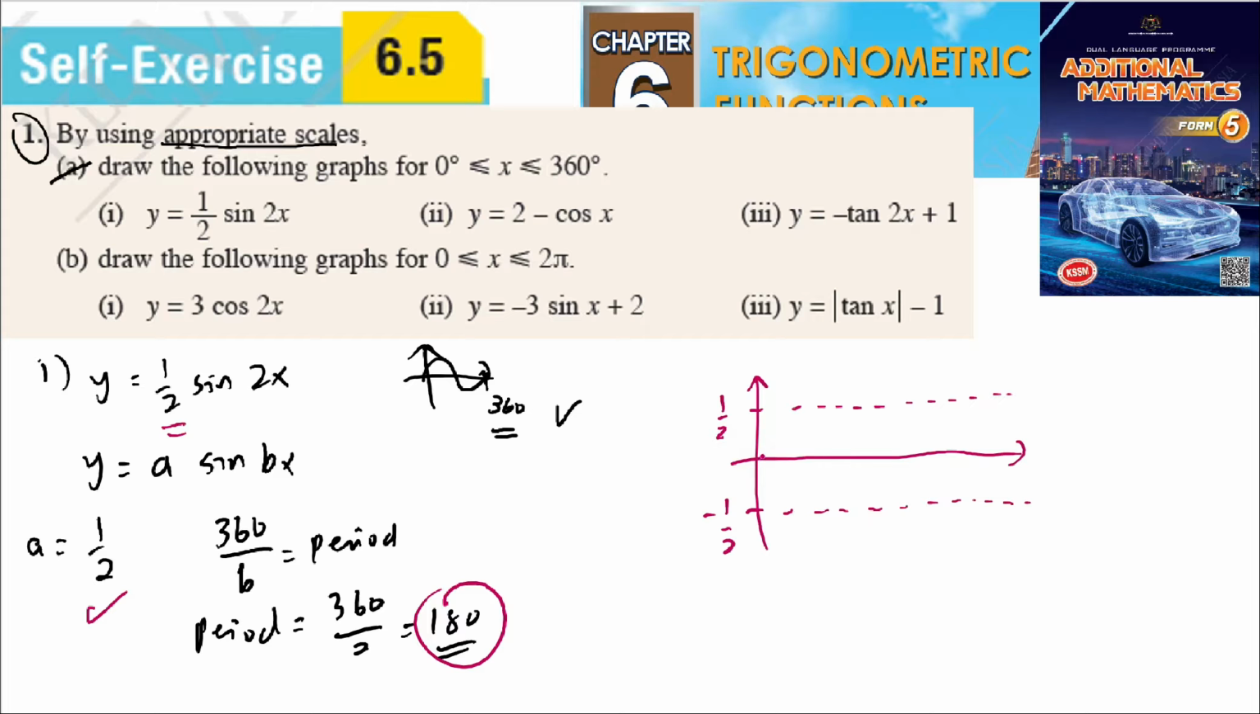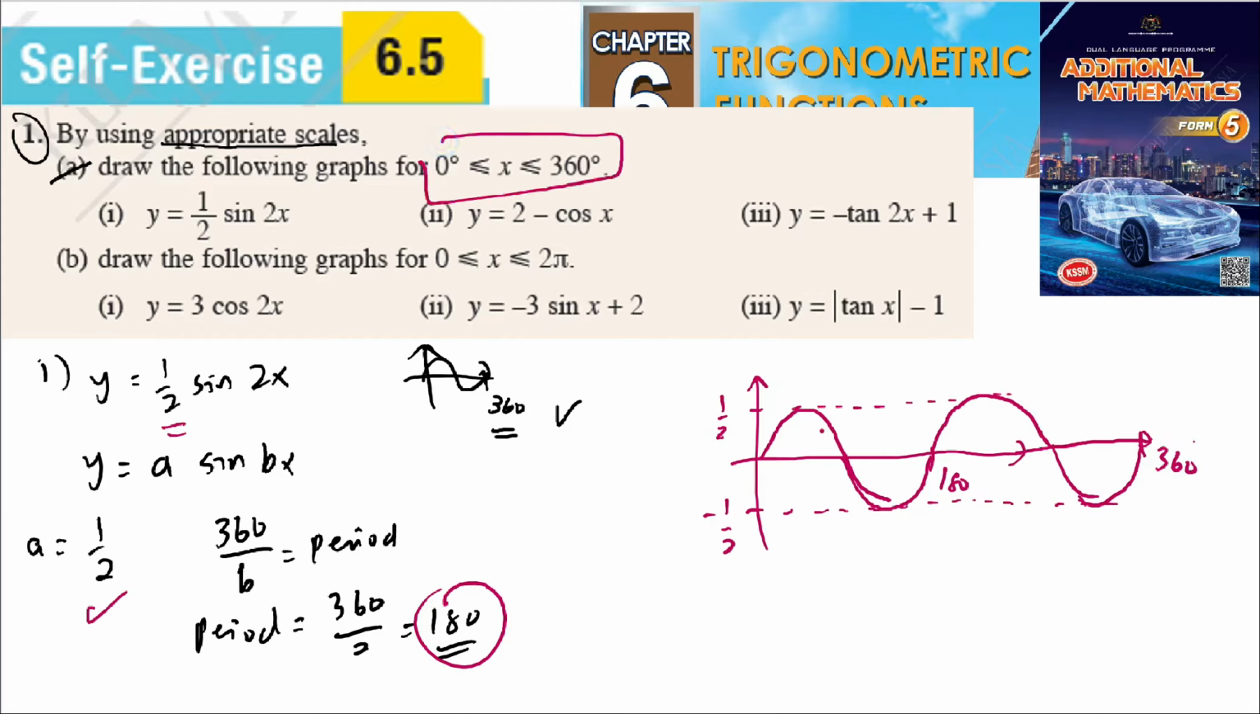So here the shape of sine is something like this. So this one is 180 instead of 360. That means the graph wants to go until 360, so you have to repeat 2 times. So this one is up until 360. If 360 is here, this one is 180. So this one you have to divide: this one is 90, and this one is 270.